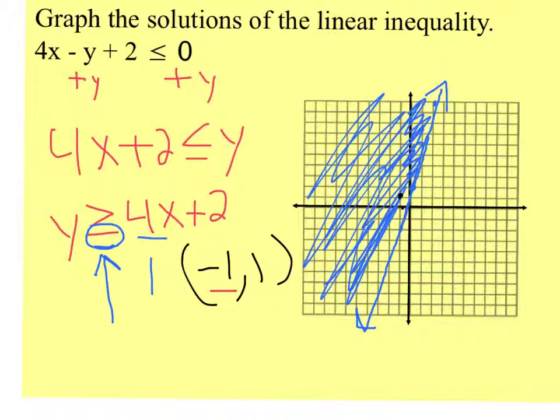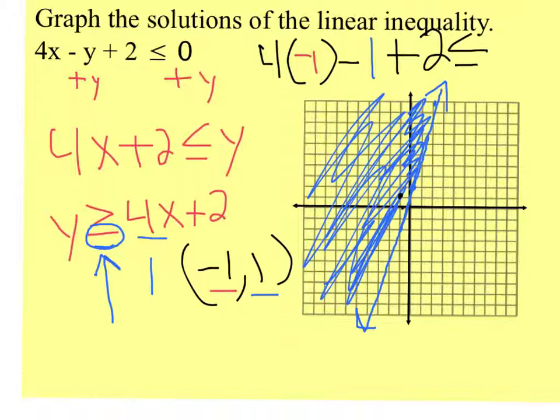I'll take the negative 1 and I'm going to put it right here. So I'm going to do 4 multiplied to negative 1 minus, then my y value is 1 plus 2 is less than or equal to 0. So let's check that. 4 multiplied to negative 1 is negative 4, and negative 4 minus 1 is negative 5. Negative 5 plus 2 is negative 3. So is negative 3 less than or equal to 0? And I would say yes, negative 3 is less than 0. So this one worked. We did it correctly.